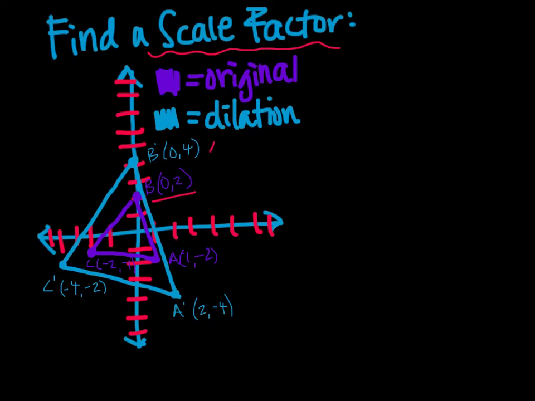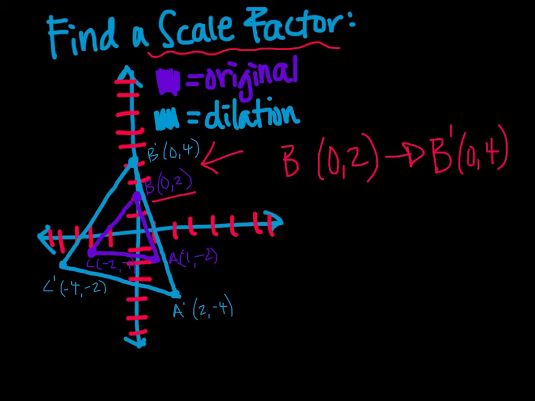So let's pick one point. Let's look at B, our original, of 0, 2. And let's look at its dilation of B prime of 0, 4. So looking at this, we can look at the individual parts of the point. So let's look at the y's because the x's are the same. That's not going to tell us anything. They're both 0. But how do we get from 2 to 4? Well, we need to multiply it by 2. I think that could be our scale factor to get from B to B prime.